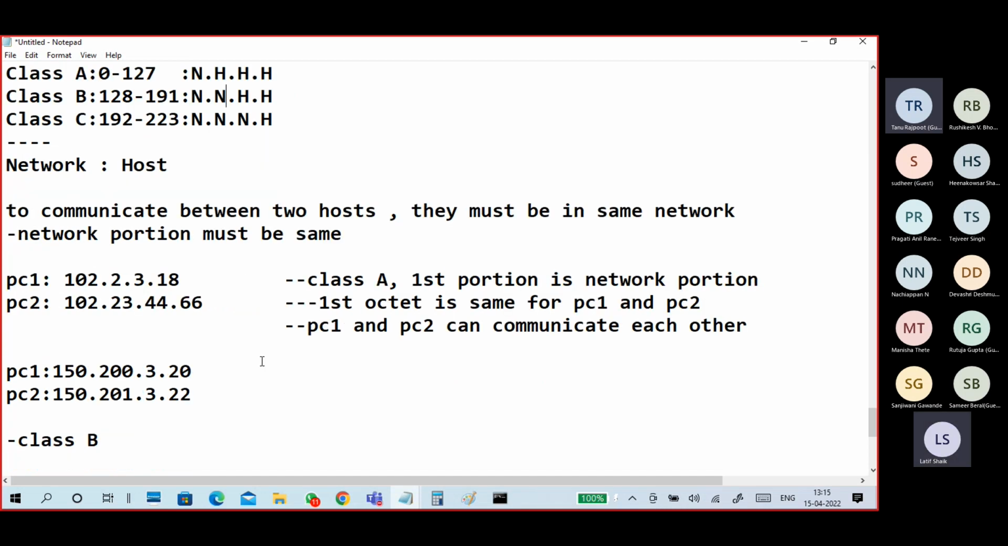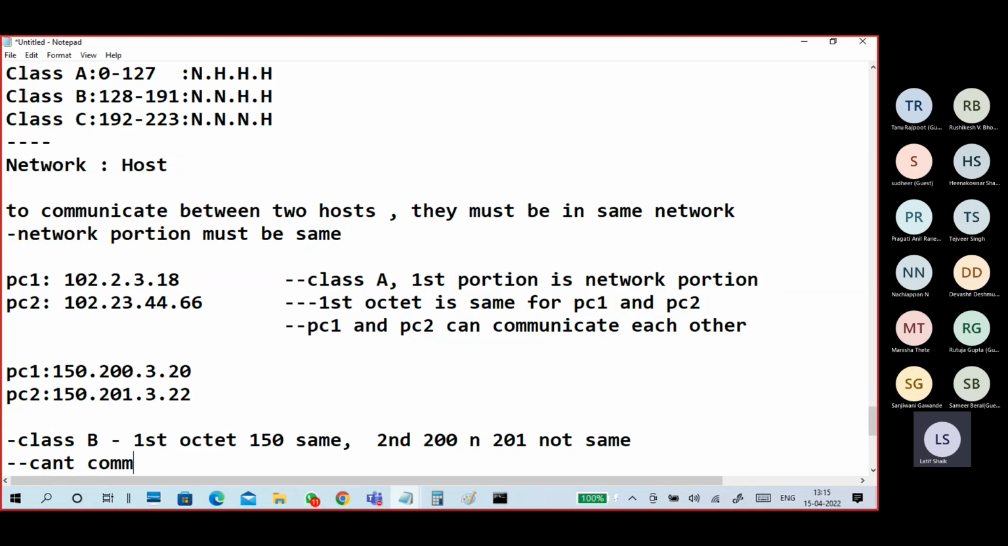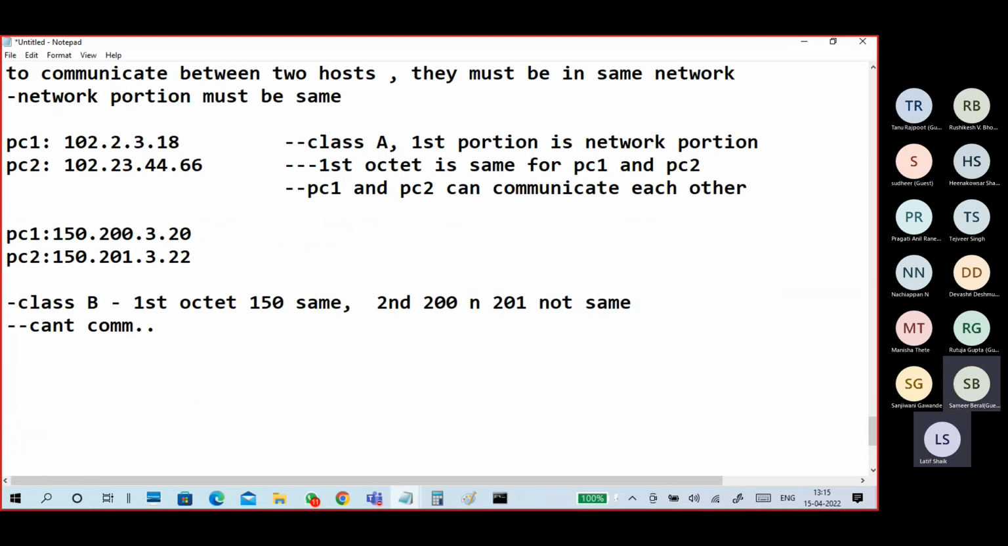First two are the network portion. First two must be same. So the first octet is same. First octet 150 and it is same, good, no problem. Second octet, also network: 200 and 201. So not same, they can't communicate. You have to check each portion.